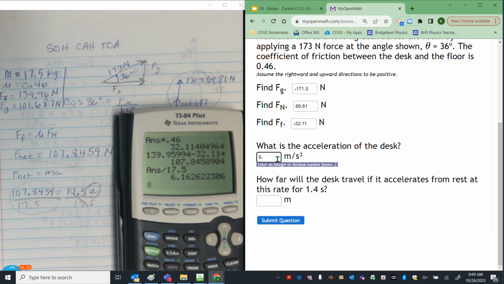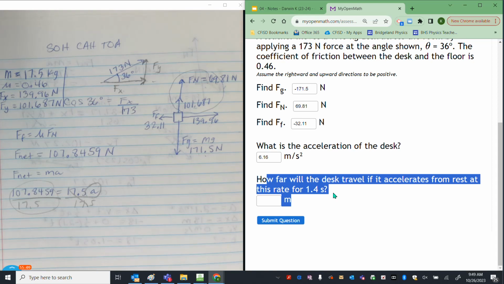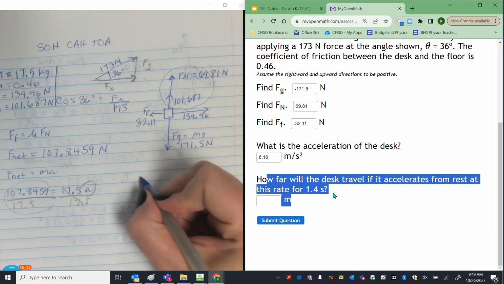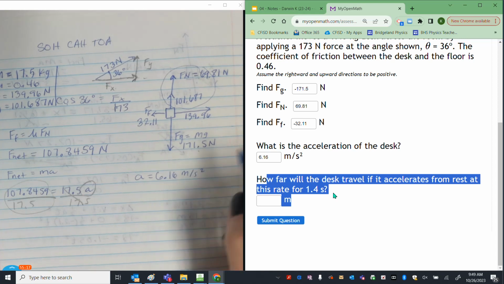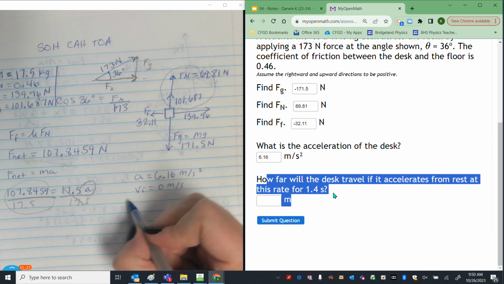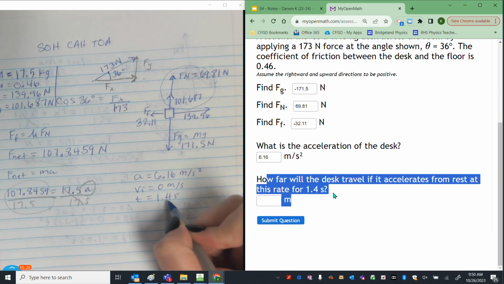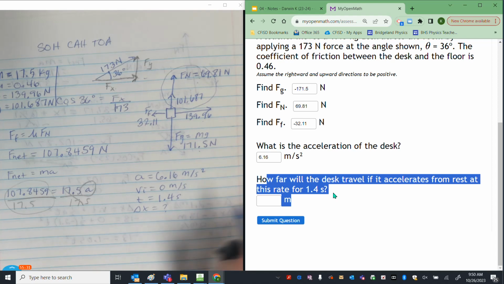6.16. How far will it travel if it accelerates from rest at this rate for 1.4 seconds? Again, if you ever have a question that says how far, or how much time, or how fast is it going at the end of it, that's when you're using kinematic equations. So, looking at the information we have an acceleration of 6.16 meters per second squared. We have from rest, so we have an initial velocity of 0 meters per second, and we have a time, 1.4 seconds. We're looking for how far, delta x. So from this, we need to look for these variables in those kinematic equations.